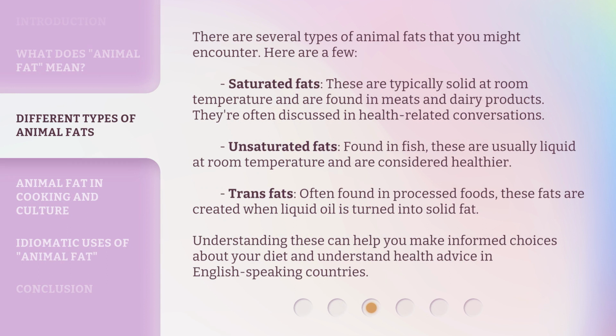There are several types of animal fats that you might encounter. Here are a few. Saturated fats. These are typically solid at room temperature and are found in meats and dairy products. They're often discussed in health-related conversations. Unsaturated fats. Found in fish, these are usually liquid at room temperature and are considered healthier. Trans fats, often found in processed foods. These fats are created when liquid oil is turned into solid fat. Understanding these can help you make informed choices about your diet and understand health advice in English-speaking countries.